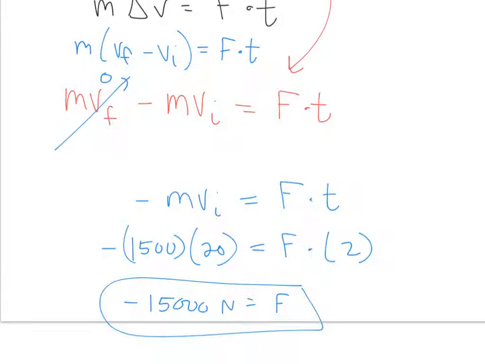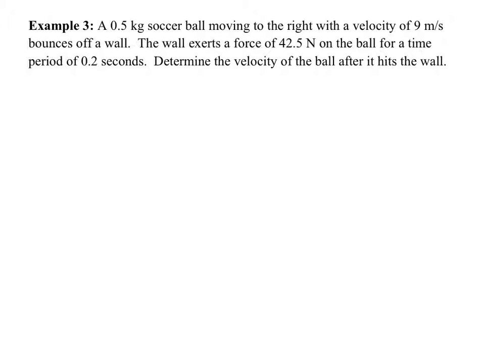Okay, good timing there. So, in this example, we're told that the soccer ball is moving to the right with a given velocity of 9 meters per second. It collides with the wall, bounces off. The wall exerts a certain amount of force on the ball for a certain time period. The question is to find the velocity of the ball after it hits the wall.